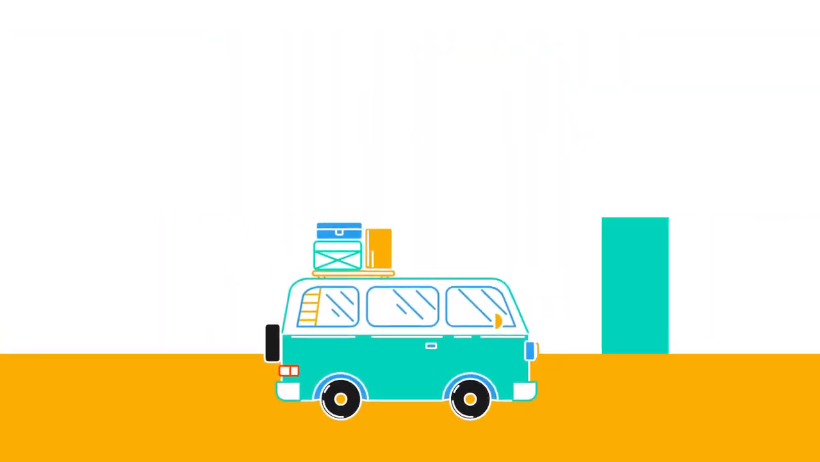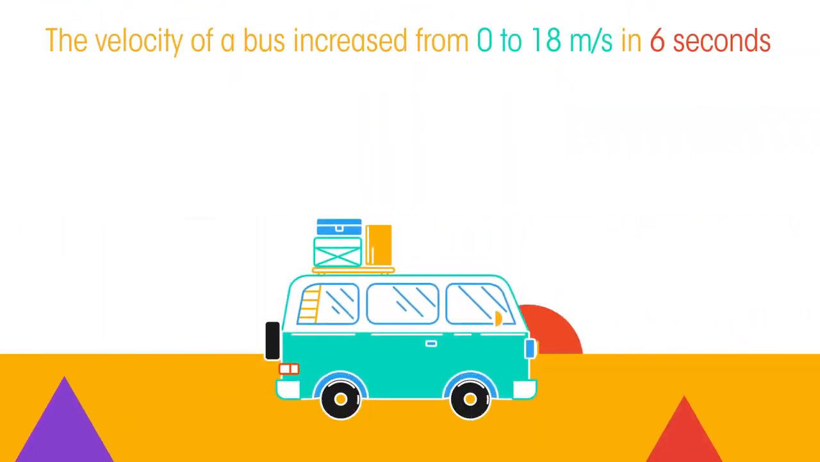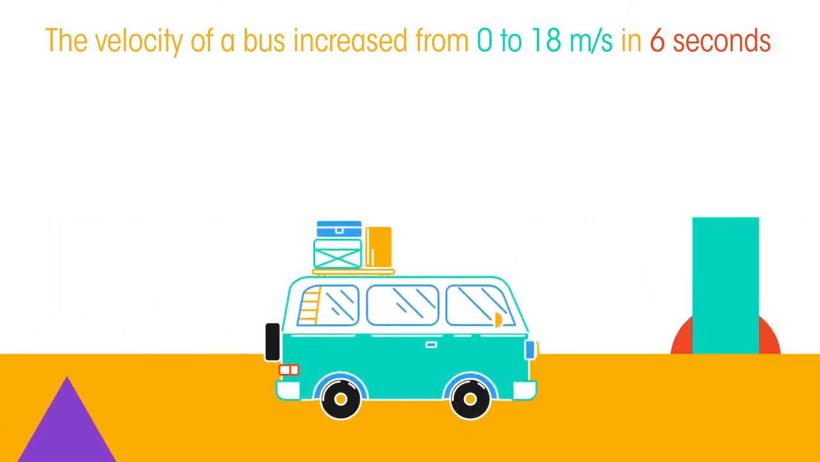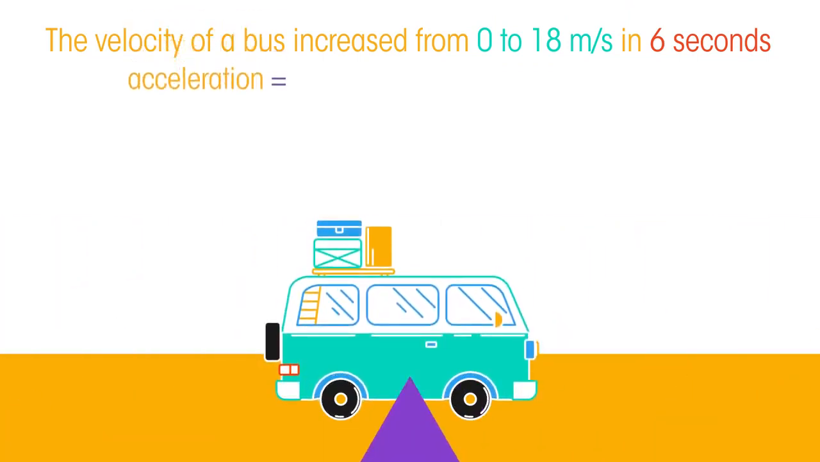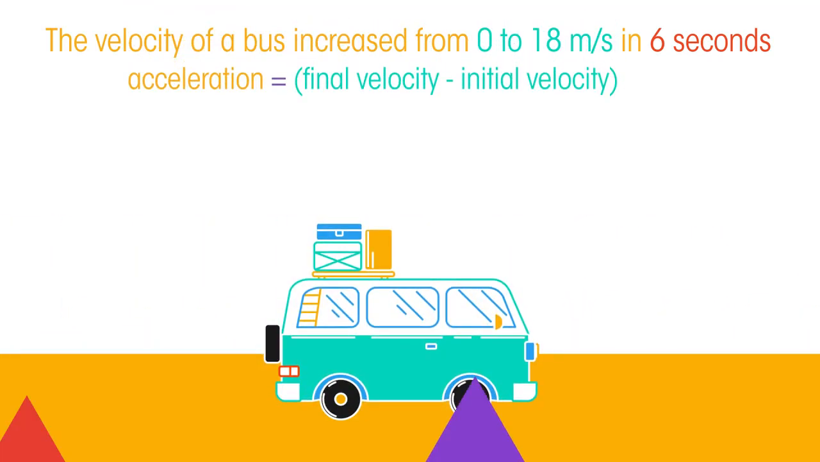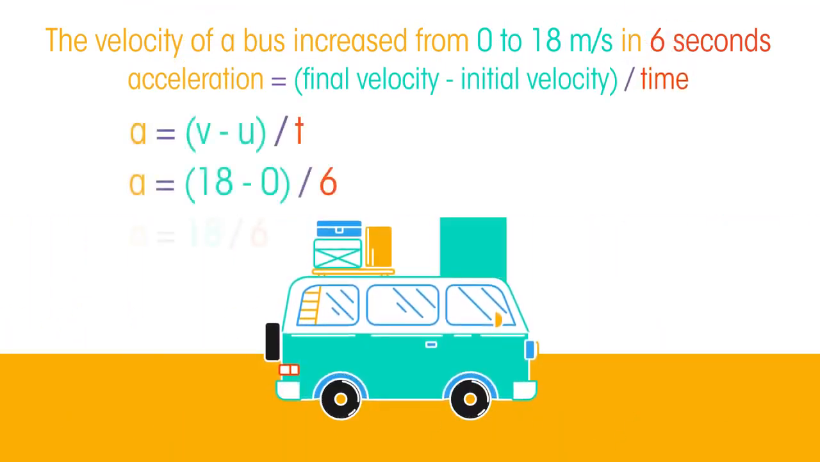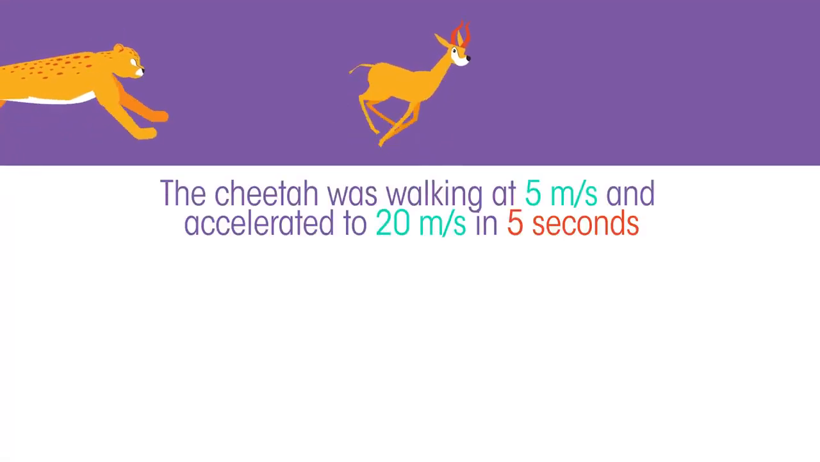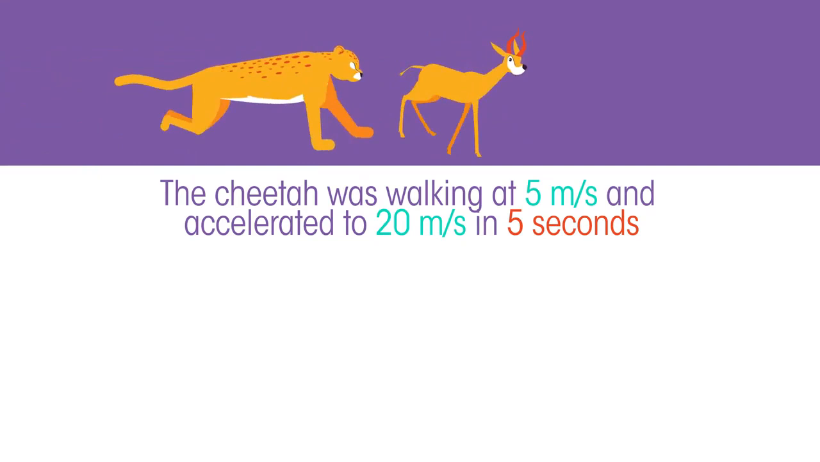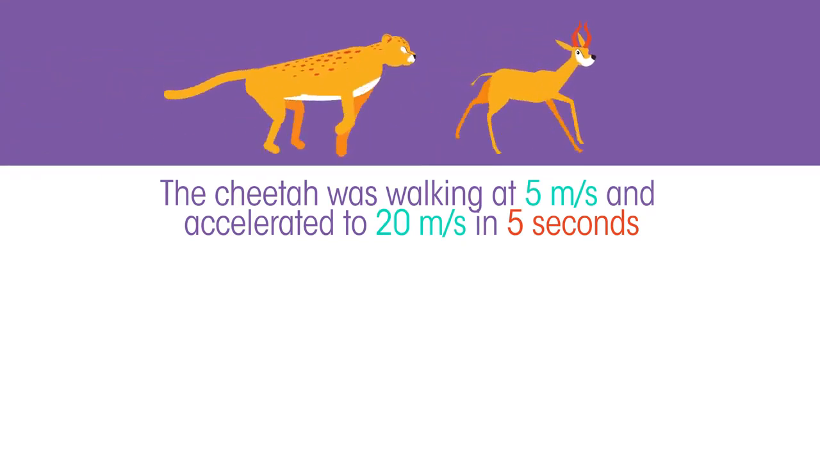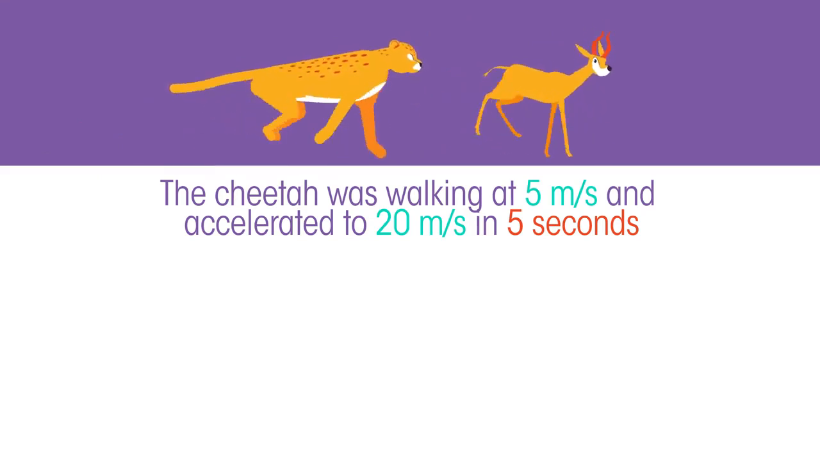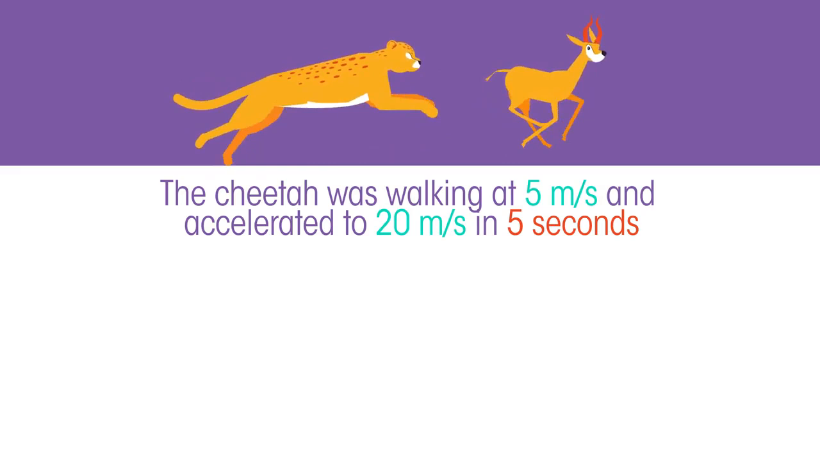Let's try an example. The velocity of a bus increased from 0 to 18 meters per second in 6 seconds. Calculate its acceleration. So acceleration equals final velocity minus initial velocity over time. Another example. A hungry cheetah saw a gazelle and decided to chase it. The cheetah was walking at 5 meters per second and accelerated to 20 meters per second in 5 seconds. What was its acceleration? Pause the video while you work it out.